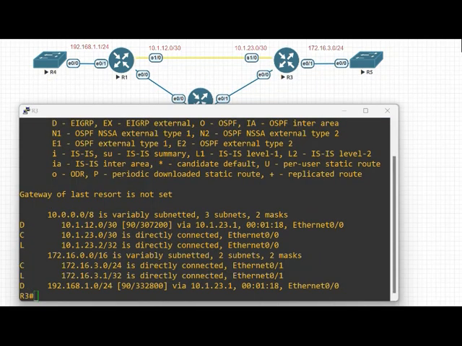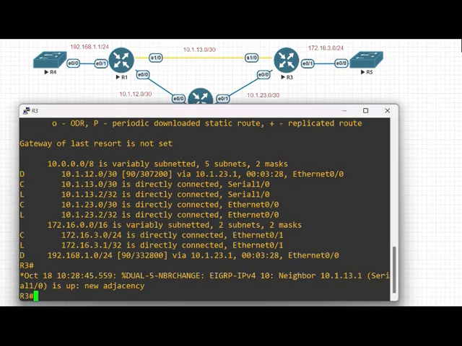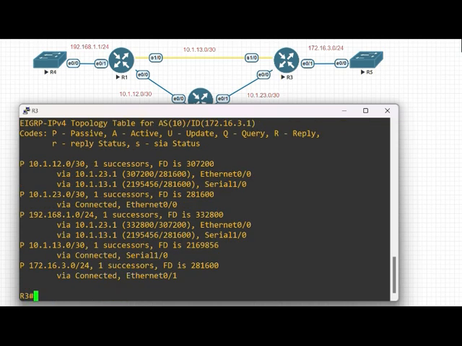So what if we have an alternative path? For example, here I changed the topology to add the serial interfaces from router 1 to router 3. So let's look at what happens to the topology table if there are alternative paths. Now, from the point of view of router 3, there is more than one way to reach network 10.1.12.0/30.